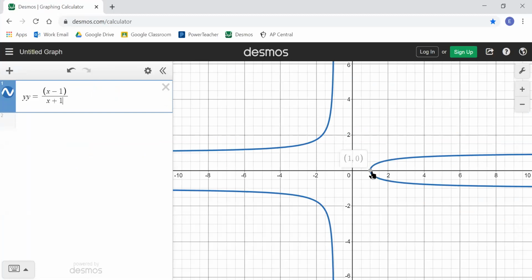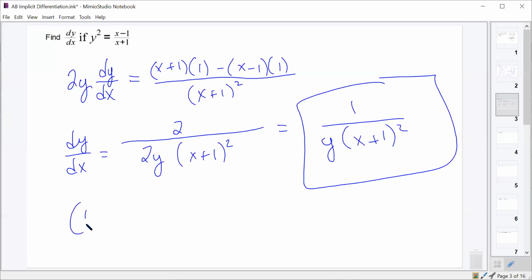Here's a nice point that's on it, the point 1, 0, yeah? X equals 1, y equals 0. What does it look like the tangent line is at that point? Looks like it should be a vertical line, right? So at x equals 1, y equals 0, we think that we should have a vertical tangent line. So let's see if that's true.